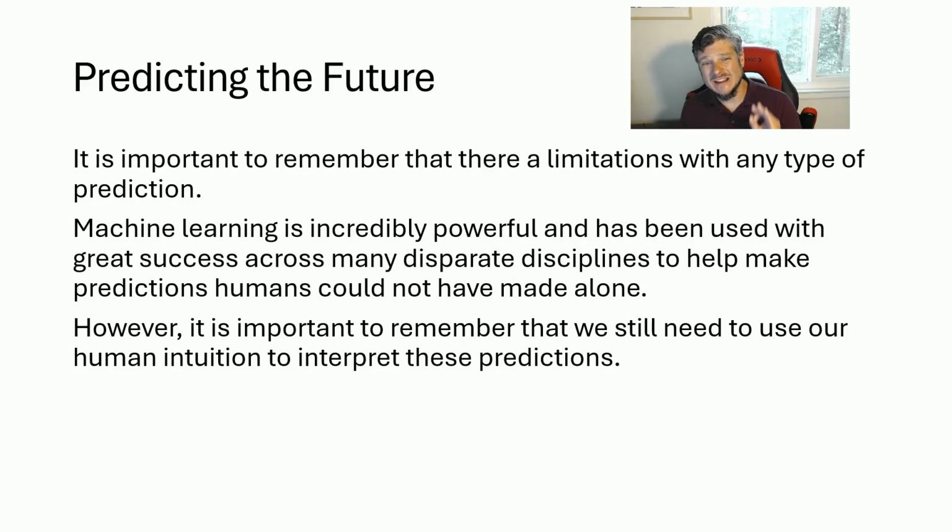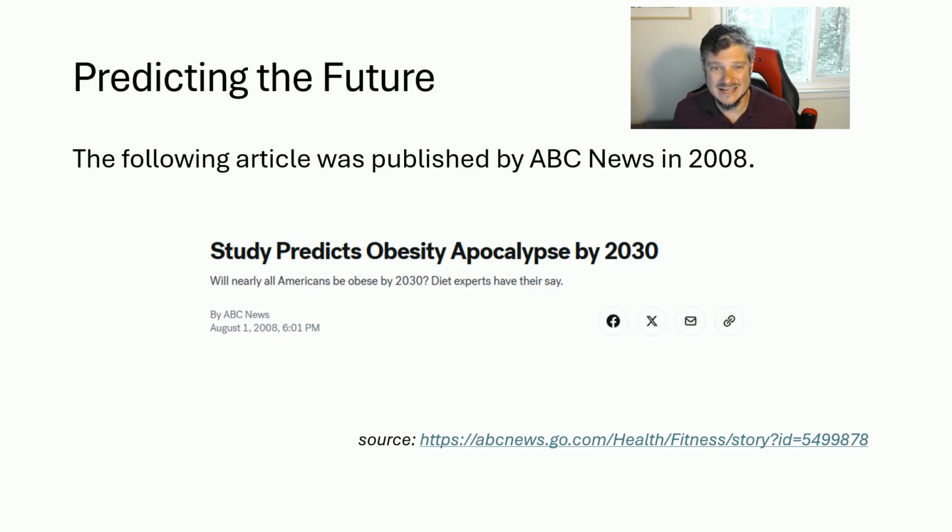And it is very, very important to remember that there are limitations with any type of prediction. Machine learning is incredibly powerful. It's been used with great success across many different areas and disciplines. It helps us make predictions that humans could not do alone. It helps give us a great guide to help make predictions based on our data. However, we need to remember that we still need to use our human intuition to interpret these predictions and to make sure that our model actually makes sense in context.